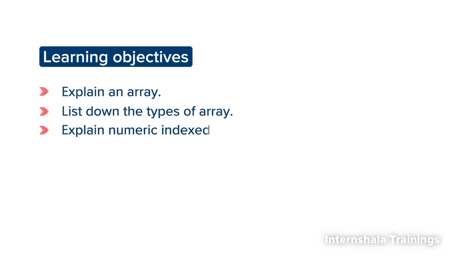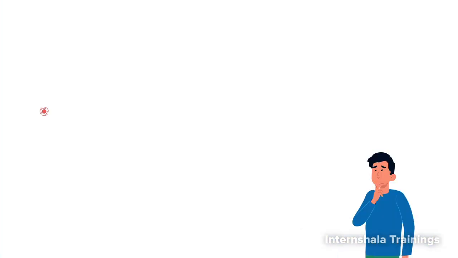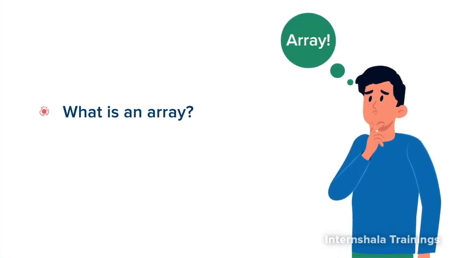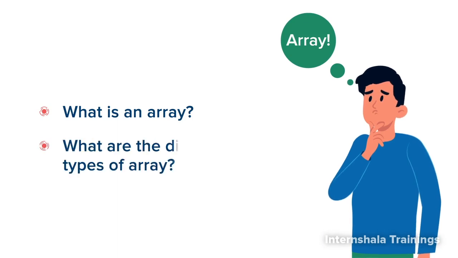After going through this video, you will be able to explain an array, list down the types of array, explain numeric indexed array. We already know what arrays are and how they are used in a for each loop. In this video, we will first revisit the basics of arrays and then we will understand the different types of arrays. So let's get started.